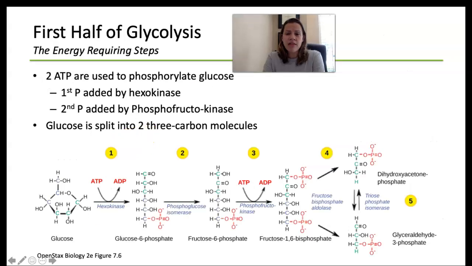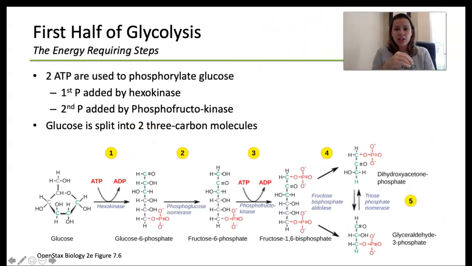The first half of glycolysis is what we call our energy requiring steps. Recall that in the last slide I said there was a net of 2 ATP, and that's because in this step we actually have to use 2 ATP first in order to get this process started. The first phosphate is added by hexokinase. Remember, kinases are enzymes that phosphorylate molecules.